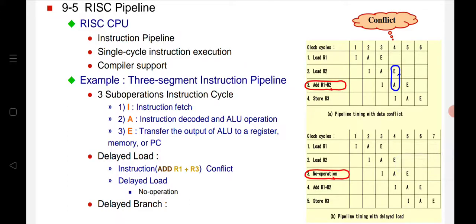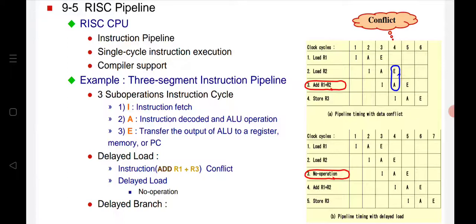Now, what are the instructions? First, loading the register R1. Second, loading the register R2. Next, performing the addition between R1 and R2 and storing the result in R3. In the first clock pulse, the first instruction, load R1, will be fetched. In the second clock pulse, the first instruction will be under instruction decode and ALU operation, and the second instruction will be fetched. In the third clock pulse, what happens?